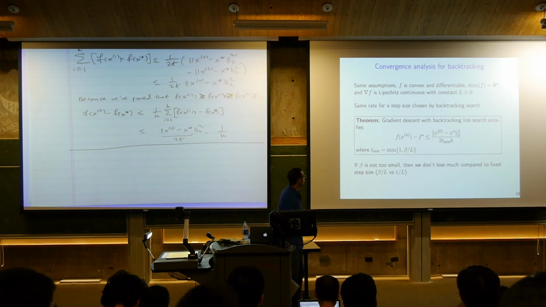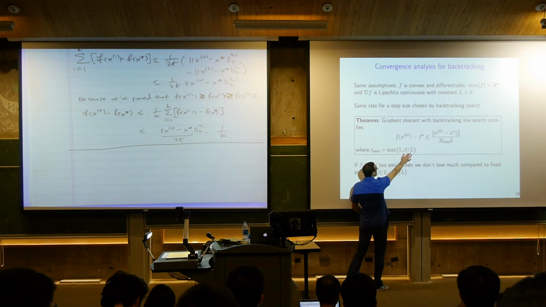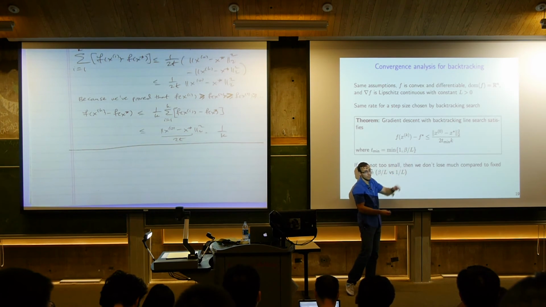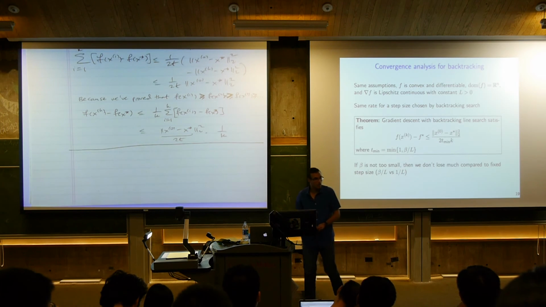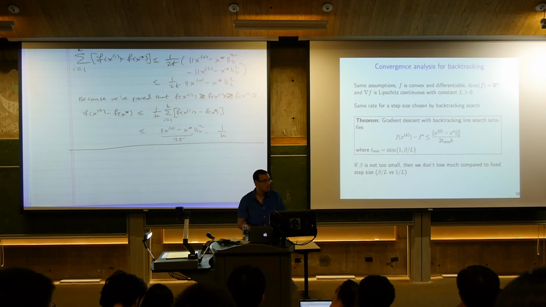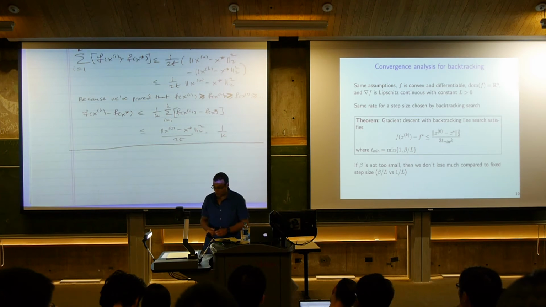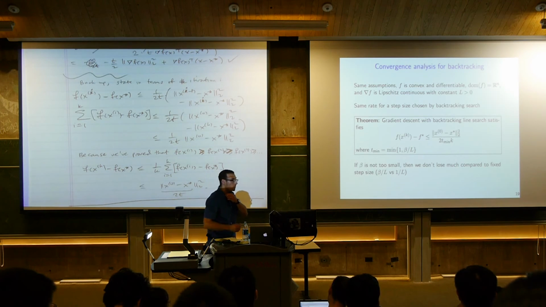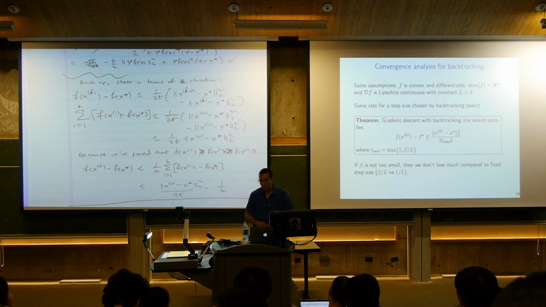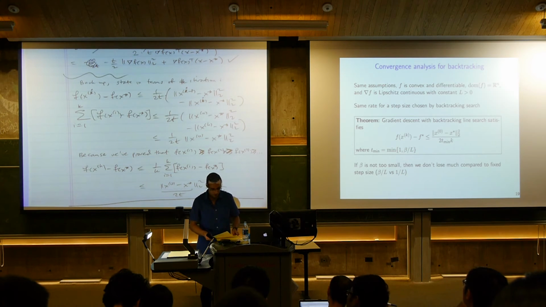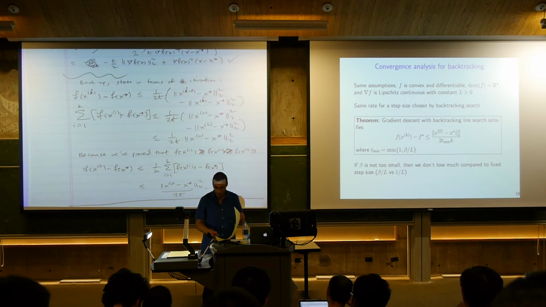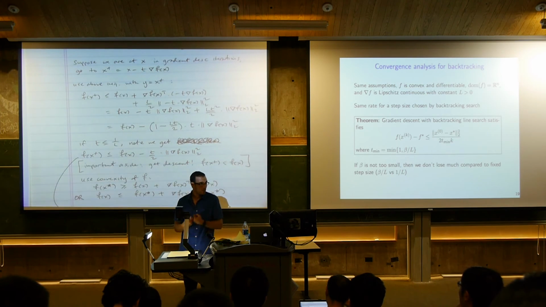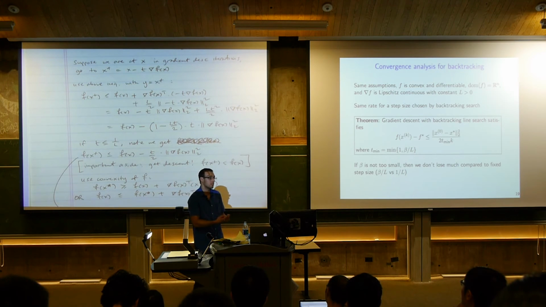This is a definition. I'm just defining t-min to be the minimum of 1 and beta over L, where beta was the parameter we used for backtracking and L was the Lipschitz constant. I'm not showing you the proof. The proof is similar to this. The thing is that in backtracking, it's a different step size at every iteration, right? So this was an analysis of what happens at a given iteration between x and x plus. Backtracking would choose some value of t there, but that would be different across each iteration.